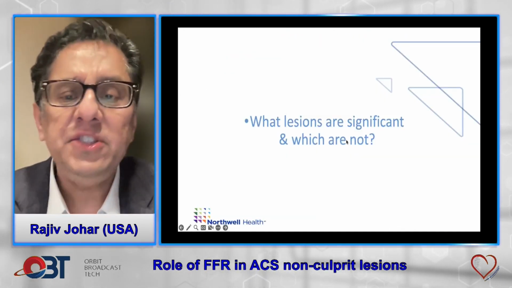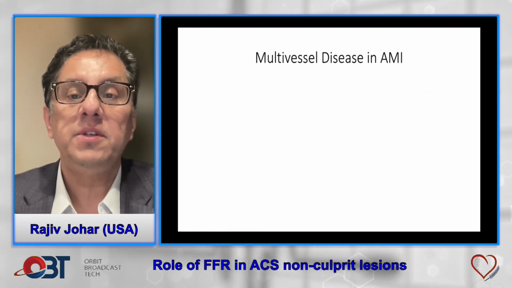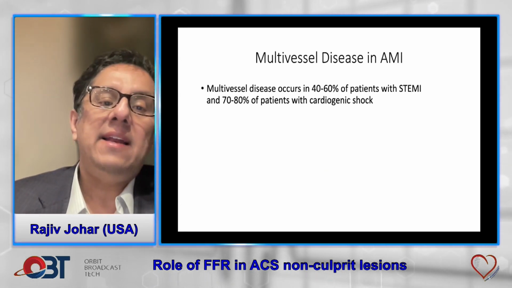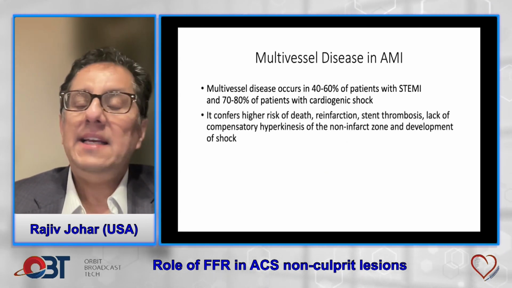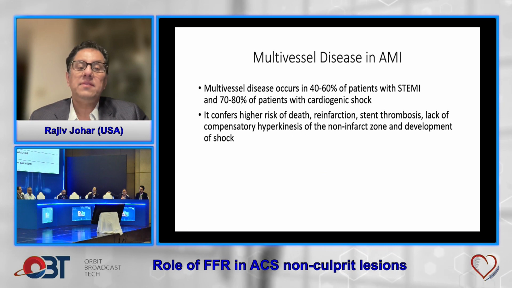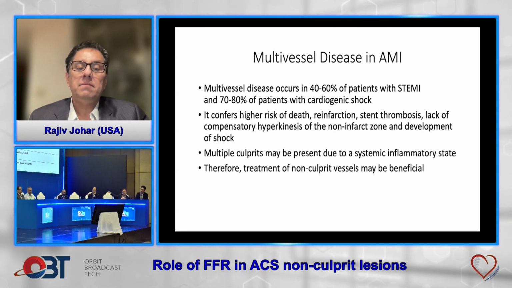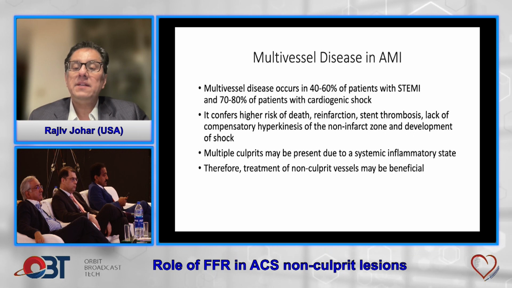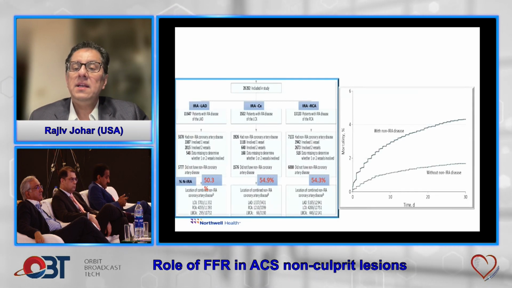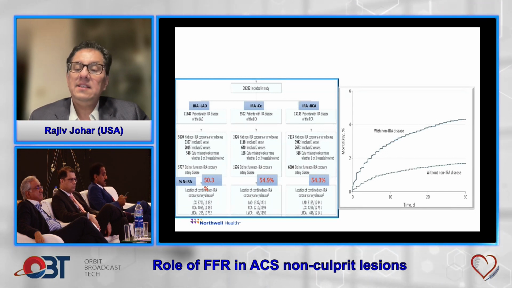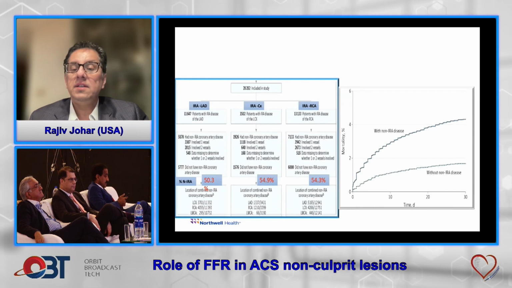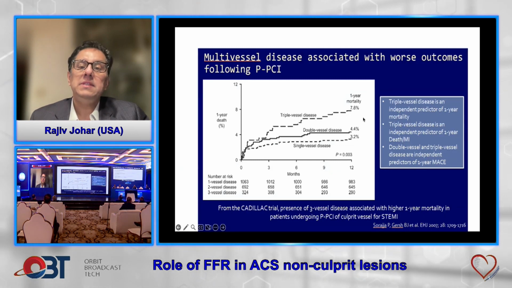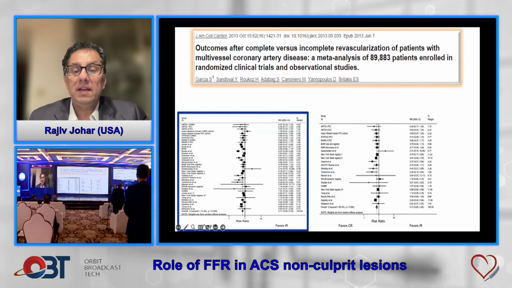But what lesions are significant and which are not significant? That's probably the most important question. Multivessel disease occurs in about half of the patients with STEMI and in about 70-80% of patients with shock. We know it confers higher risk of death, reinfarction, stent thrombosis, and we know that multiple culprits can be present. Therefore, is treatment of non-culprit vessels beneficial? We know that patients with extra non-infarct-related disease do worse than patients with no other non-infarct-related disease. We know that multivessel disease is associated with worse outcomes following PCI.